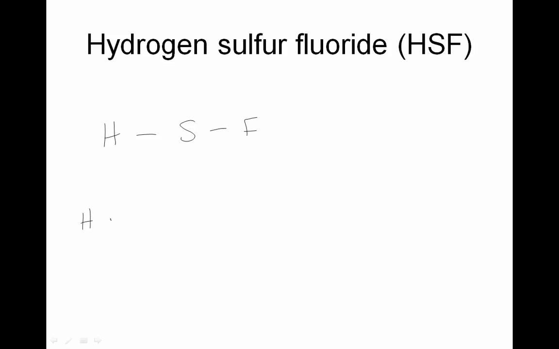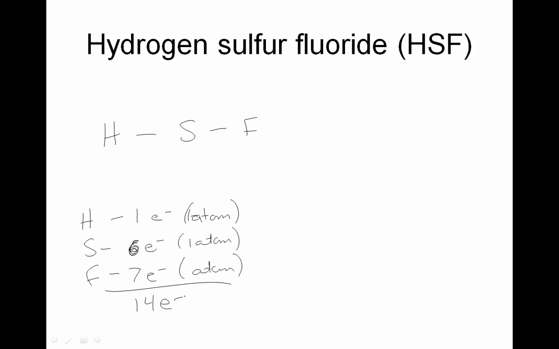So hydrogen has 1 electron to donate, and there is 1 atom. Sulfur has 5 electrons to donate. Or no, sorry, it's right below oxygen. So it has 6 electrons to donate, and there's 1 atom of those. And then fluorine has 7 electrons to donate, and there's 1 atom of these. So 1 plus 6 plus 7 gives us 14 electrons total. So let's go ahead and fill in all the octets. And then we need to count and make sure it adds up to 14. So 8, 9, 10, 11, 12, 13, 14. 14 electrons, check. Fluorine has a satisfied octet, sulfur has a satisfied octet, and hydrogen has 2, so it's happy.